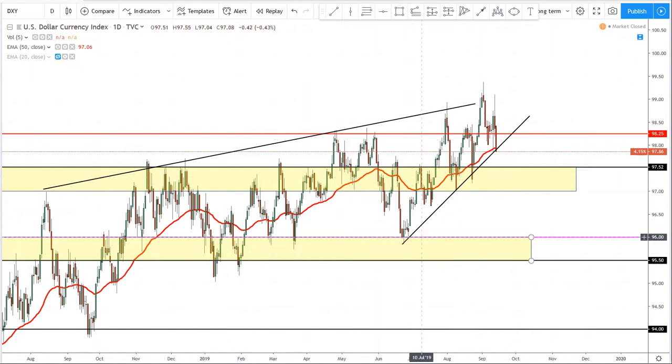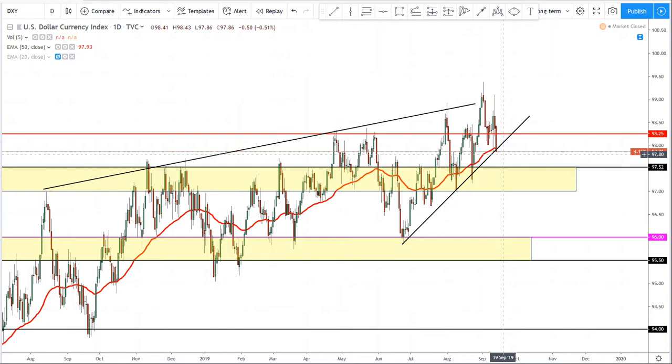So I've got this upward sloping trend line. As you can see, we've tested and bounced off it several times, and you've got the daily 50 EMA there as well. I'll just be careful trading long or short the dollar, unless you've got a really good position somewhere for the medium term.